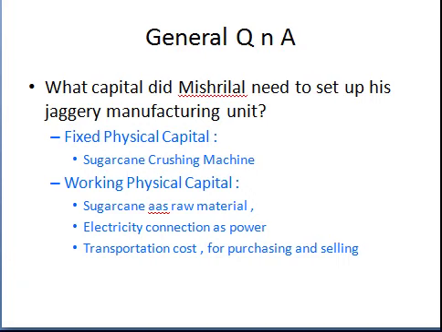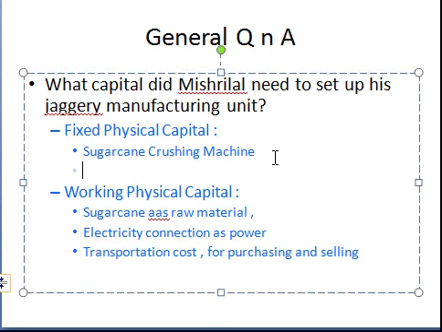According to the situation, the fixed physical capital may be in the form of the sugarcane crushing machine, the first, and the second is the field or the place where he will install this machine. The first, the sugarcane crushing machine, he will purchase, but the field is his own. It means there is no need to purchase any field or shop to install this machine.